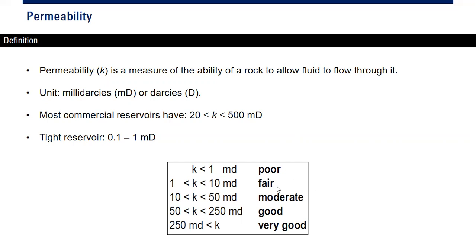Here is another classification. Permeability below 1 millidarcy, we call poor reservoir or poor rock. 1 to 10 millidarcies, fair. 10 to 50 millidarcies, moderate. 50 to 250 millidarcies, good reservoir, good rock, good property. And more than 250 millidarcies, we call it very good rock, very good permeability.